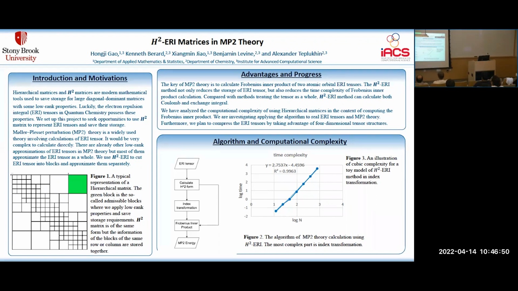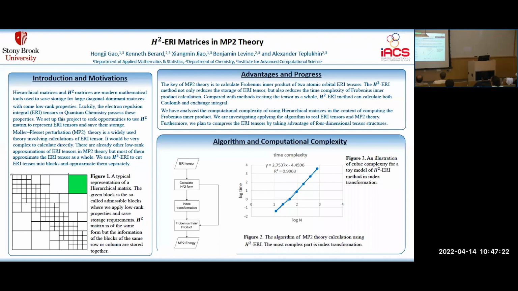The hierarchical matrices and A-square matrices are designed for safe storage of large diagonal dominant matrices with some low-rank properties. We can see from this picture. The diagonal part is important, so we store it as full matrices. For the far places, we cut them into large blocks and do a low-rank approximation, such as this green block. The ERI tensor has these properties, so we plan to apply the hierarchical matrices to it.